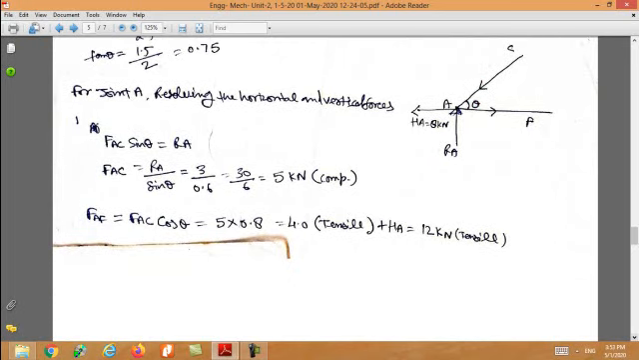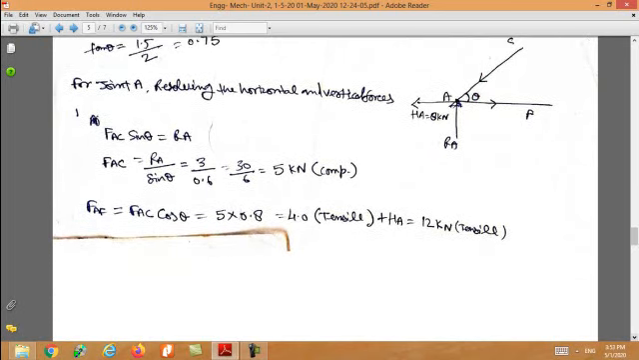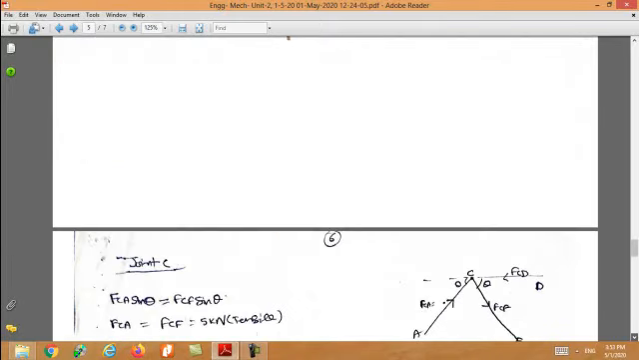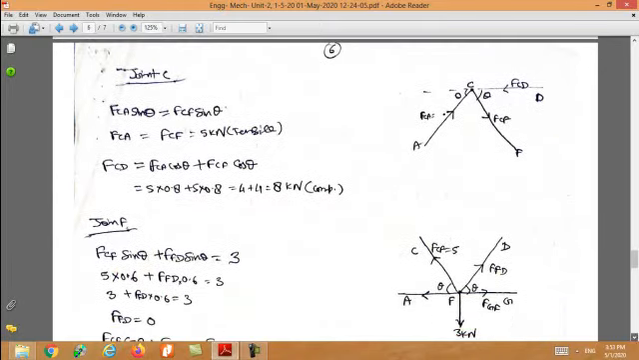Clear? Now by the same process, calculate FAF. For FAF, it is the summation of all the forces in the horizontal direction. So FAF is equal to, what is this? HA plus FAC cos theta. So it is 12 kilonewton tensile. Clear? So by the same process, taking joints one by one, suppose C, taking the C joint and see all the forces in horizontal and vertical direction. Is it?